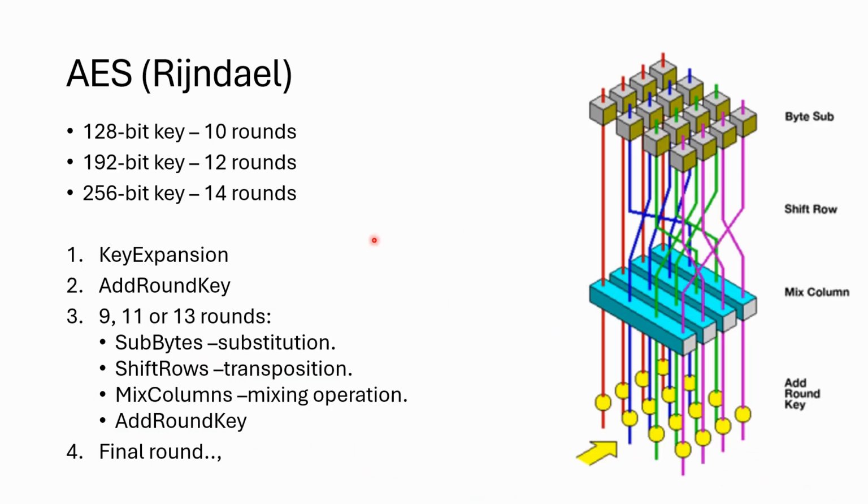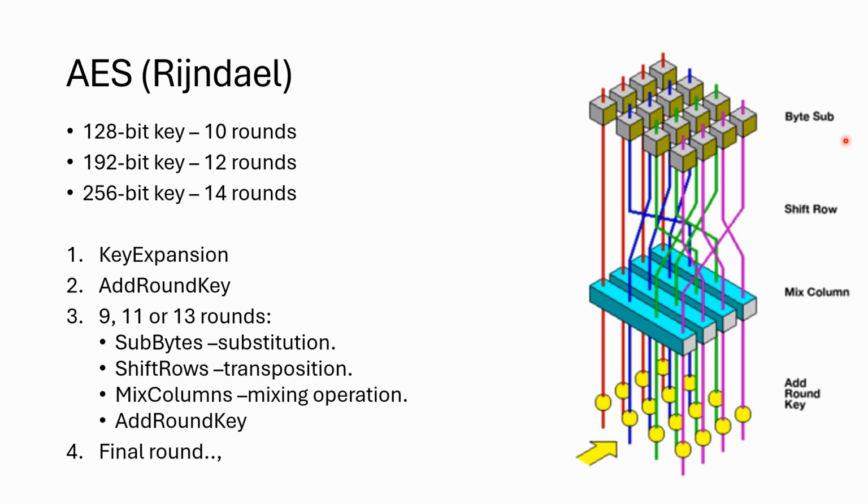Moving on. I provided this slide just to have an example of a symmetric algorithm. This is AES, formerly known as Rijndael. It can have three configurations: 128-bit key, 192, and 256, defined by the number of rounds they have as well. And you'll see on the right here you have different phases or different rounds.